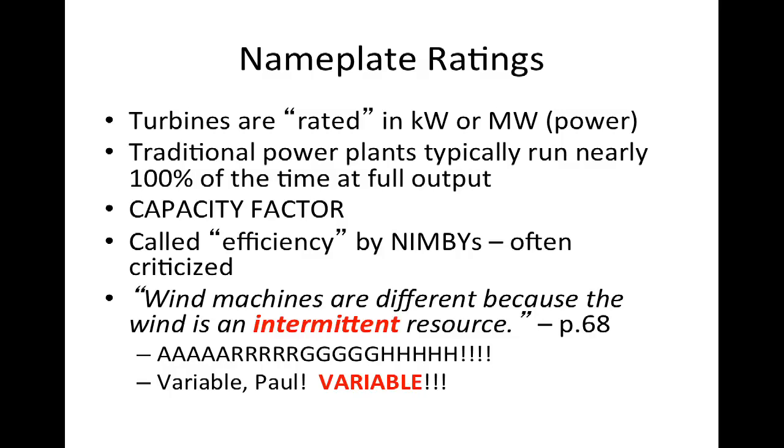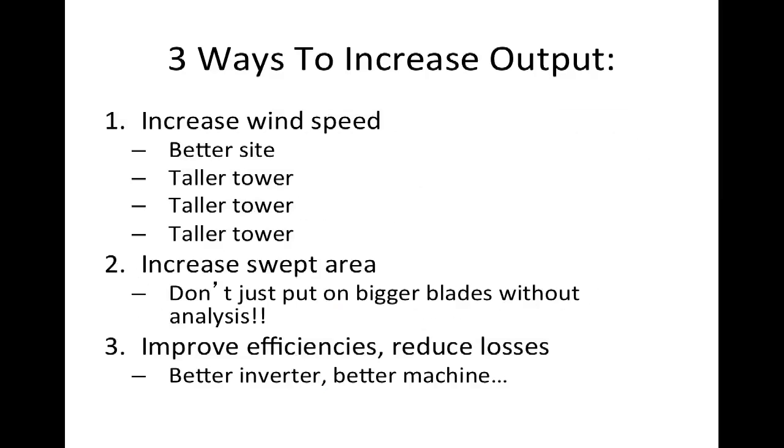Again, I want to say one more thing here: Paul refers to the wind machines having a different source of energy. He calls it an intermittent resource. And frankly, I think that's wrong, because when I talk about an intermittent fault in a car, that means sometimes it doesn't work and sometimes it does. Intermittent is not a good term. Variable would be a much better term for what we have as a wind energy source.